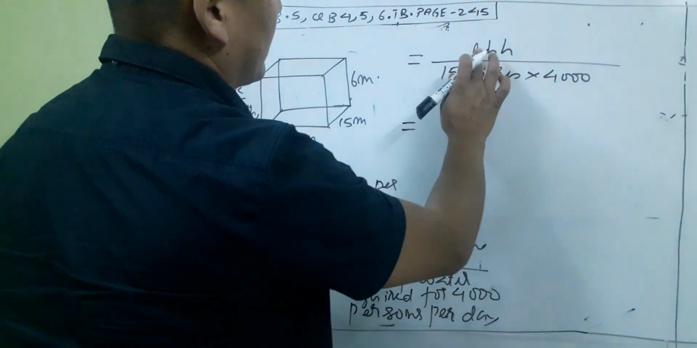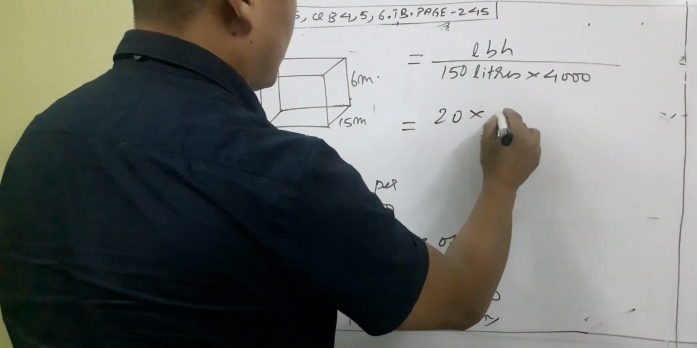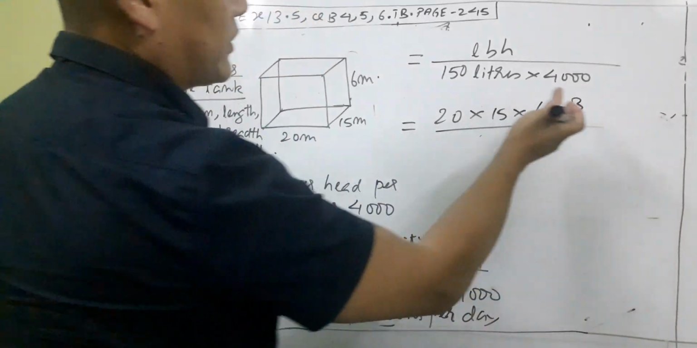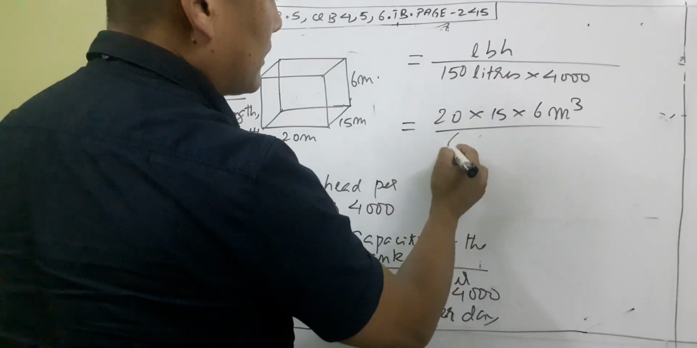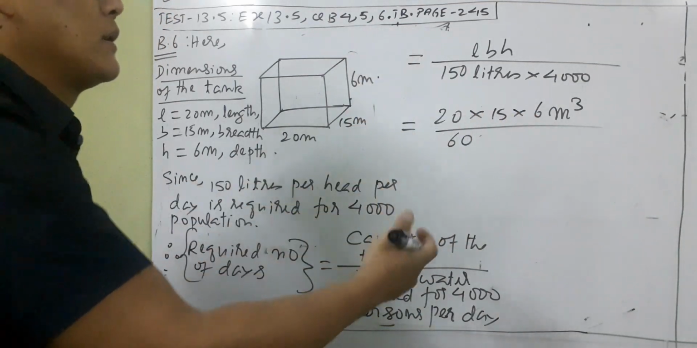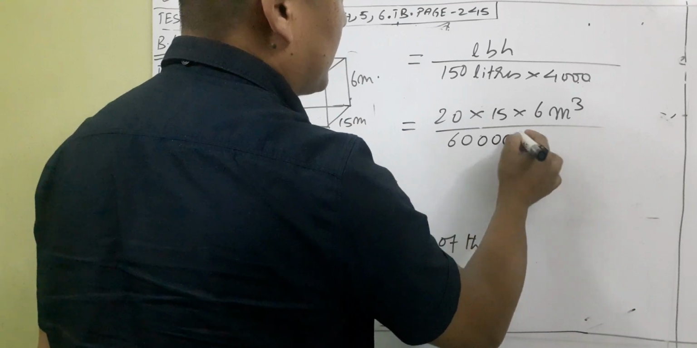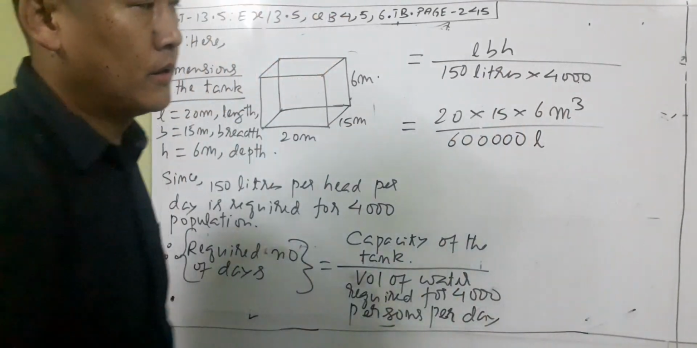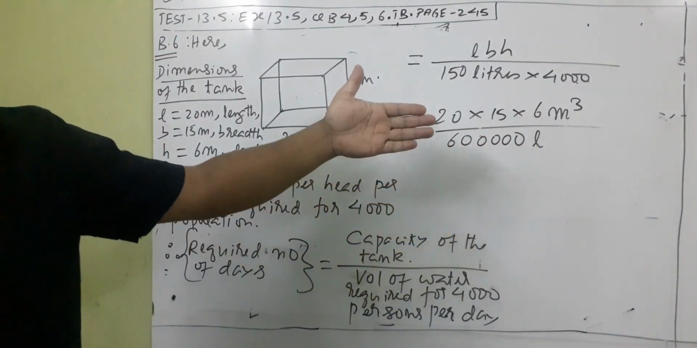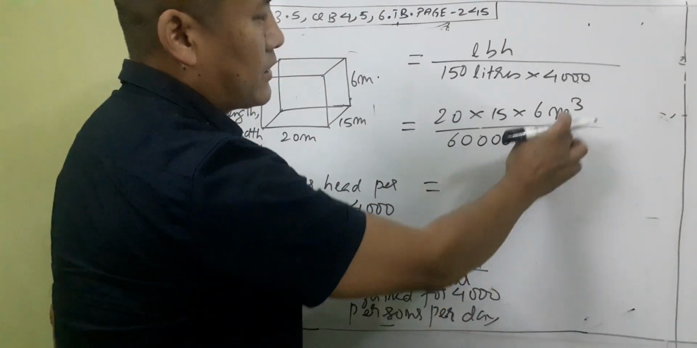So now here, this L is 20, B is 15, and H is 6, and meter cube, volume is meter into meter into meter. Now 15 into 4, very simple, 60, right? 15 fours are 60. Then after that 1, 2, 3, 4 zeros. This much liter. Now you see here meter cube and here liter. So you cannot cancel them because they have to be first converted to the same unit. So let us convert this liter to meter cube, so it matches with this one.